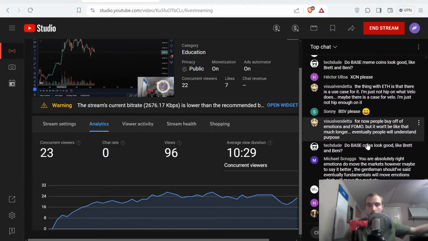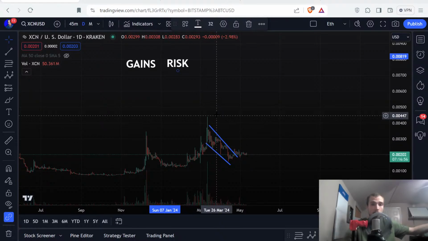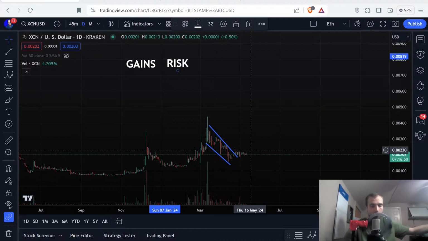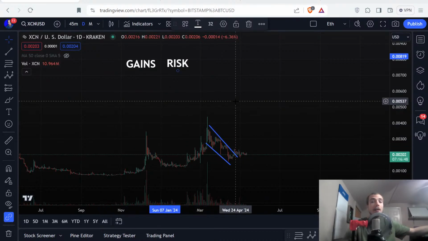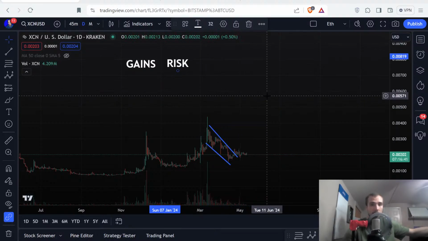So I hope that's helpful here on XCN. I do think we will break out. There's a little bullish channel here, or a bearish channel, also known as a bull flag, which is a bullish pattern. So if you're in an uptrend and you get a bearish channel, it's a bull flag. That's what a bull flag is: a little bearish channel inside of an uptrend.